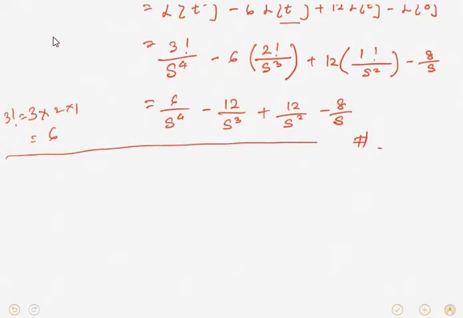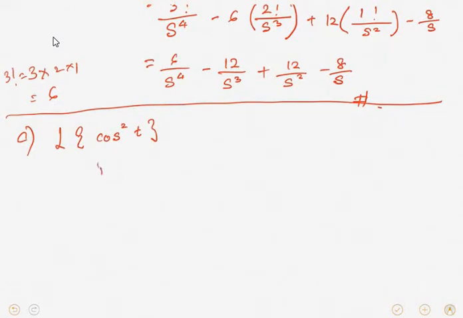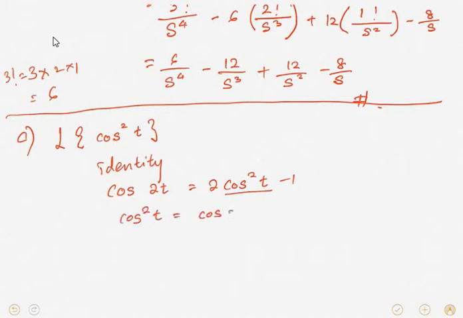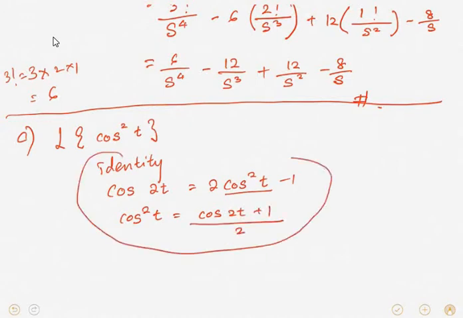Okay, let's go to the next example. Let's look at the Laplace transform of cos squared t. We cannot directly solve cos squared t, so we need to use an identity. The identity is cos 2t equals 2 cos squared t minus 1. So if you want cos squared t, cos squared t equals (cos 2t plus 1) divided by 2. This is the one that we are going to use.